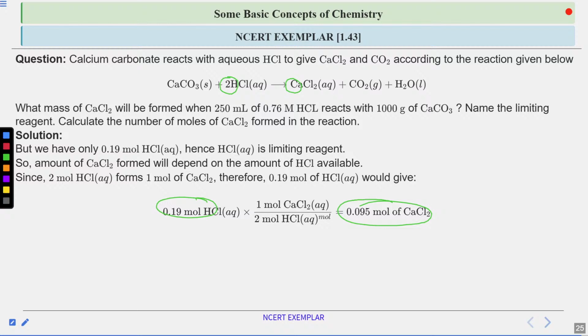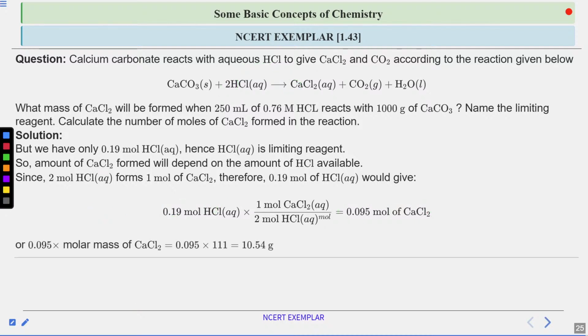So Sachin, remember that if 2 moles of HCl are reacting, then we are getting 1 mole of CaCl2. So whatever amount we have of HCl, half of that will be formed for the calcium chloride. It's very easy to understand from here, that if 4 chocolates cost 2 rupees, then 1 chocolate will cost 2 by 4, and 3 chocolates will cost 2 by 4 into 3. As simple as that. So that will give you your final answer as 0.095 moles of calcium chloride.